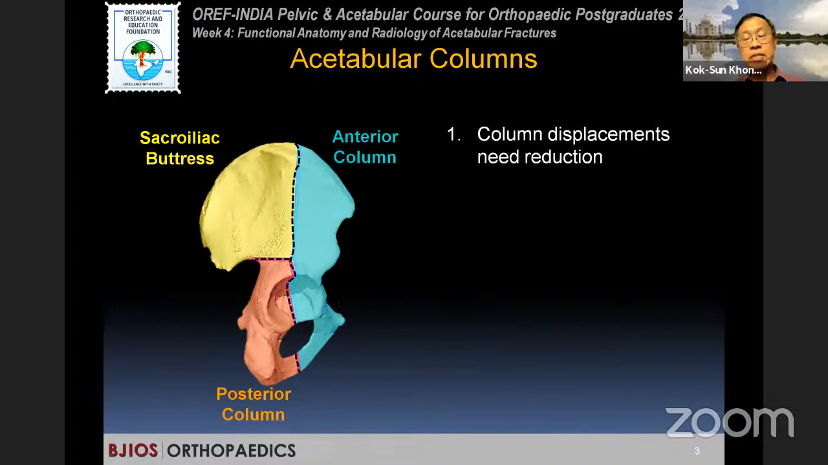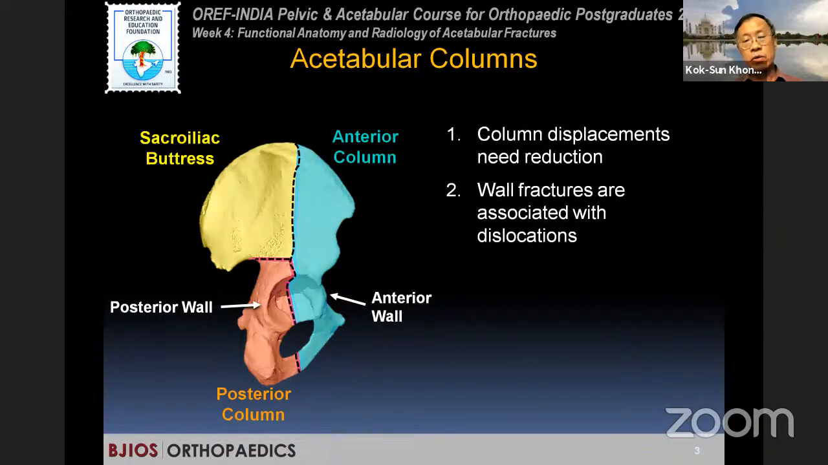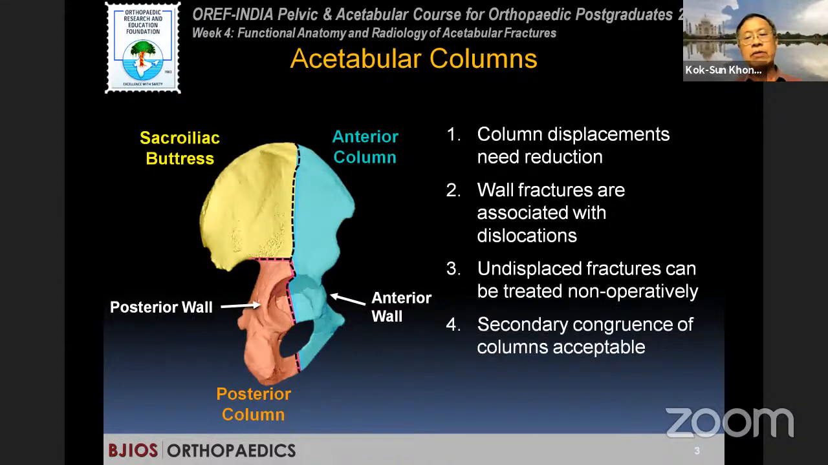These column displacements need reduction in order to restore the anatomy of the acetabulum. When you see wall fractures, it means there is a dislocation, so there is some instability unless you restore the walls. Undisplaced fractures of these columns can be treated non-operatively, or if they undergo secondary congruency with these columns, it is acceptable to treat them conservatively, perhaps with some light traction for a few weeks in bed. But you have to determine that from imaging studies.